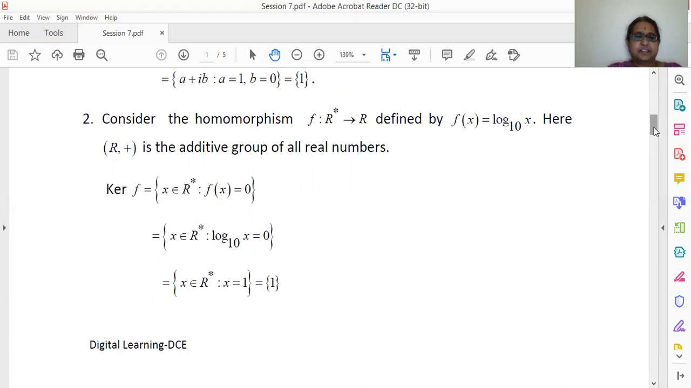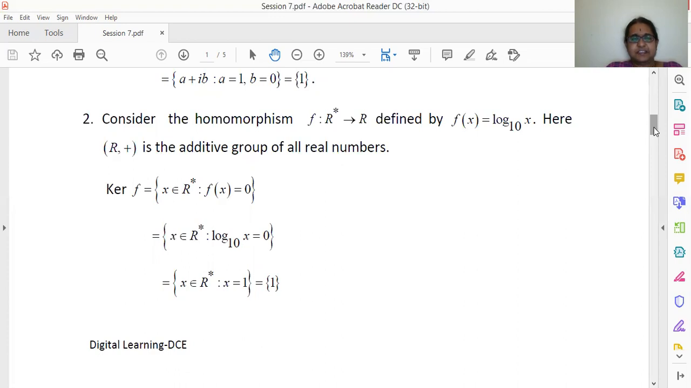So this is the set of all x which belongs to R star such that log x is 0. We know that log 1 is 0. So we get the set of all x which belongs to R star such that x is 1. So the kernel consists of again 1.